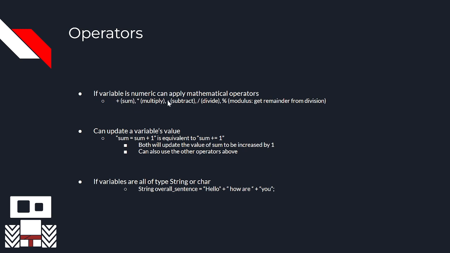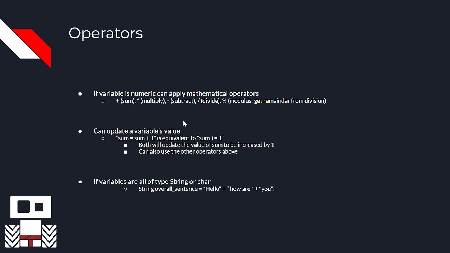Now on the topic of updating data, we can use operators. Operators can help you add extra functionality. Let's say that you have a variable and it's a numeric type, for example, a float or an integer. Then you can add numbers together, you can multiply, you can subtract, you can divide, and you can use the percent symbol for modulus, which just gets the remainder from division. You can do all these. As we mentioned earlier, you can update a variable's value.